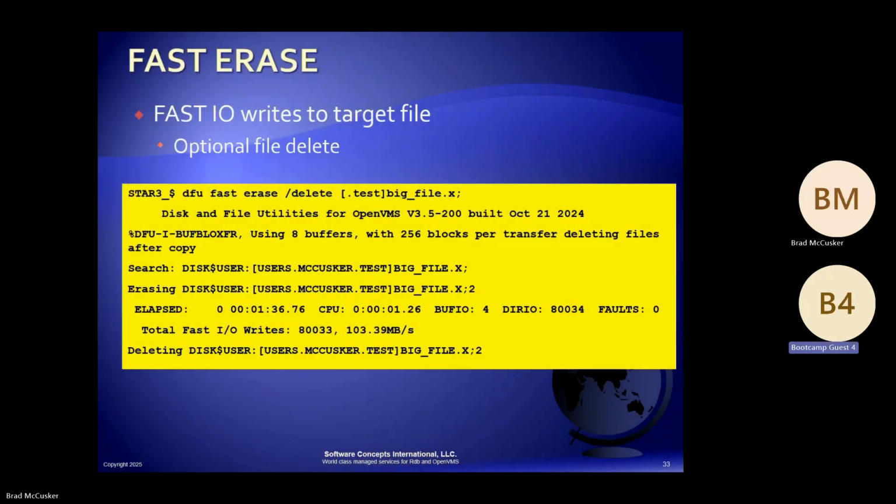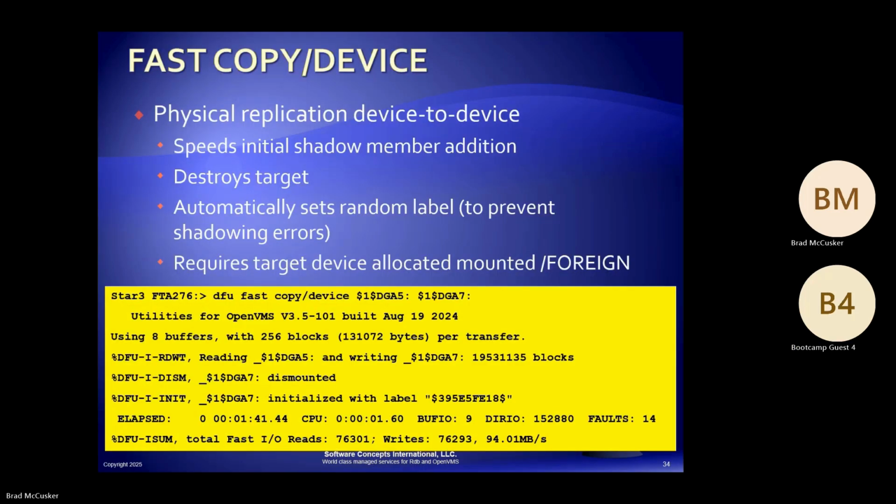Fast I/O writes is kind of the same thing. Copy device is where it could get to be really interesting, doing a physical replication of a device, but more importantly, being able to do it fairly quickly. This is something that we use when we're dealing with, perhaps, setting up new file systems and new disks and things like that.